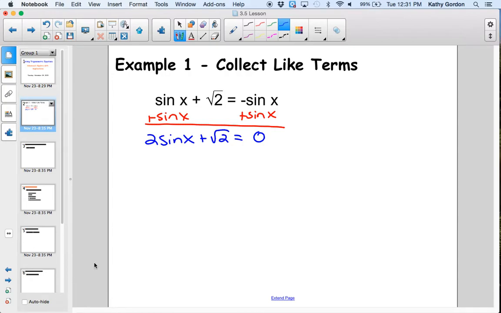Wait, so you want the square root to be by itself, right? I want the sine x to be by itself. Because the square root's just a number, right? I want to get that variable by itself. And it's inside of sine, which means I probably need to get sine by itself. Divided by 2. Should I divide first? Subtract the square root. Yeah, subtract the square root of 2 first, then do the dividing by the 2 that's on our sine. So subtract square root of 2 first.